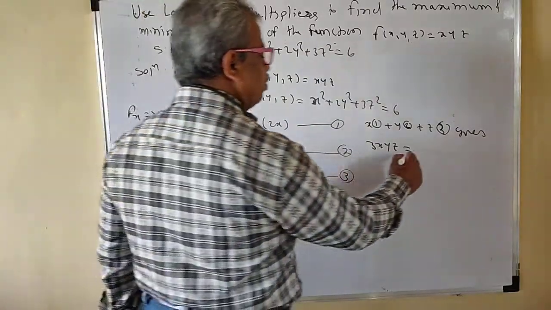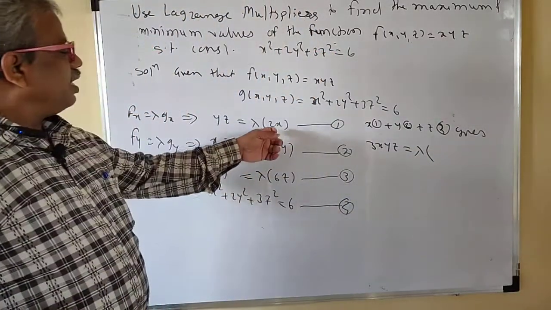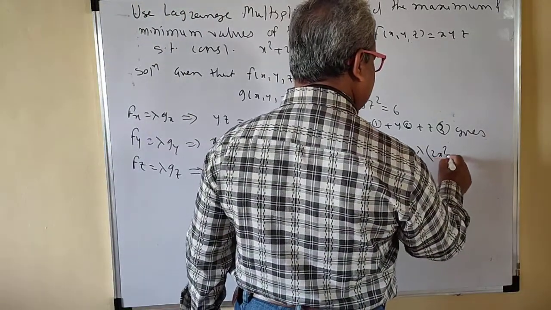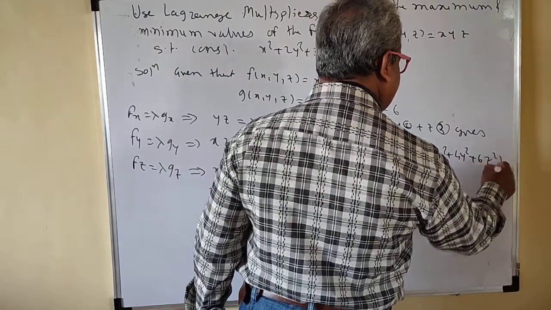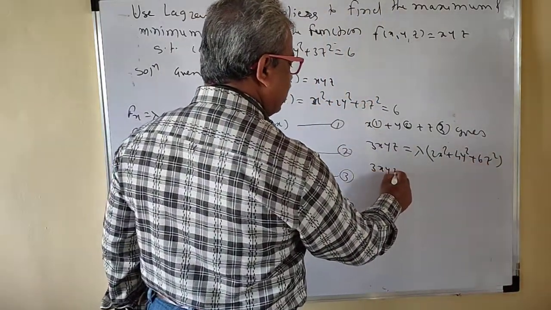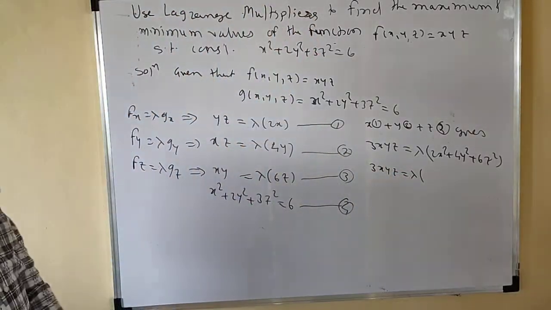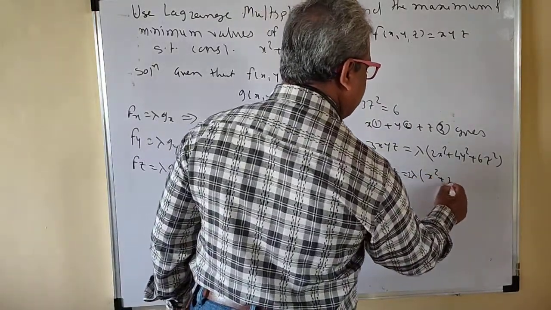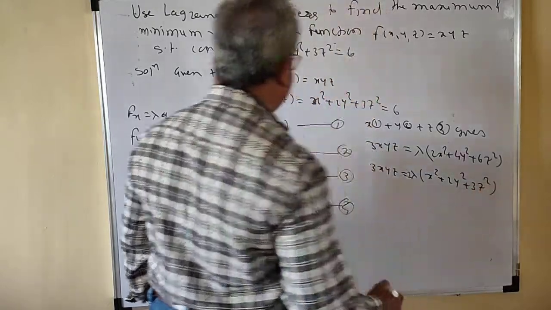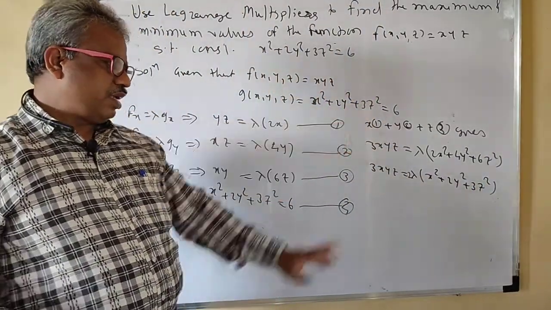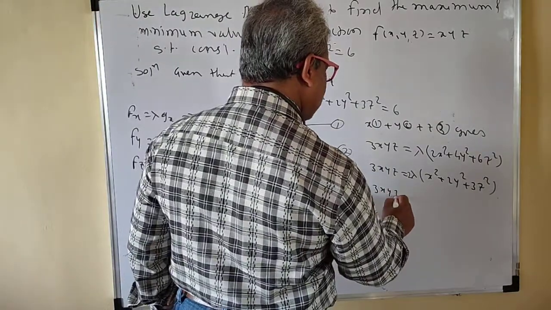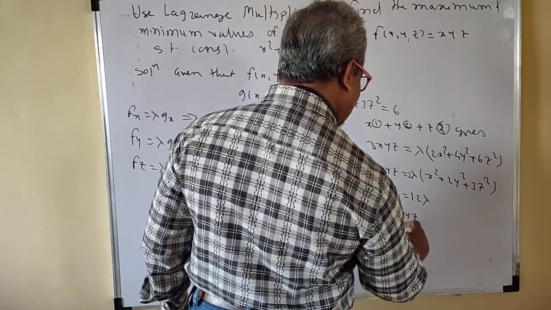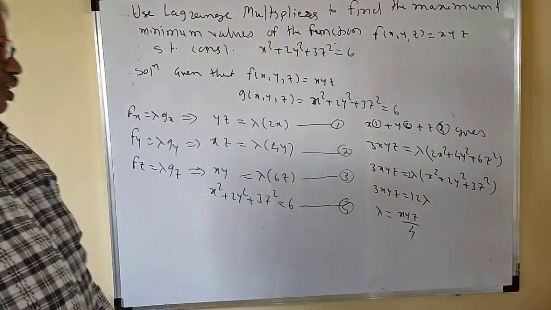Now here, lambda is common. Okay, so what is here then? This is twice x square, this is 4y square, so twice x square plus 4y square plus 6z square. So 3xyz is equal to lambda into that. I can take 2 common here, so we get x square plus twice y square plus 3z square, which is 6. So 3xyz is equal to 12 lambda. So lambda is equal to xyz upon 4.